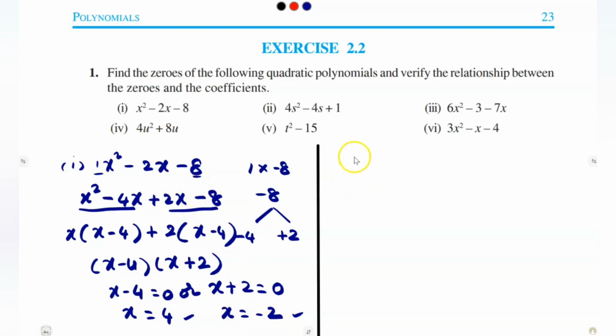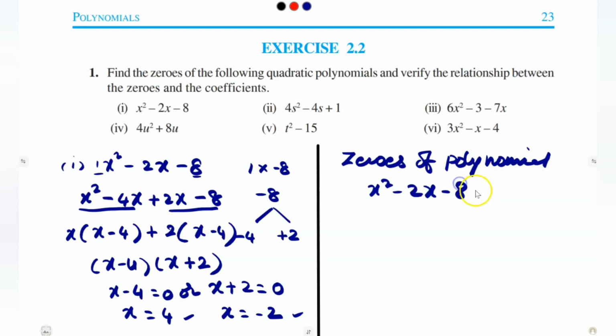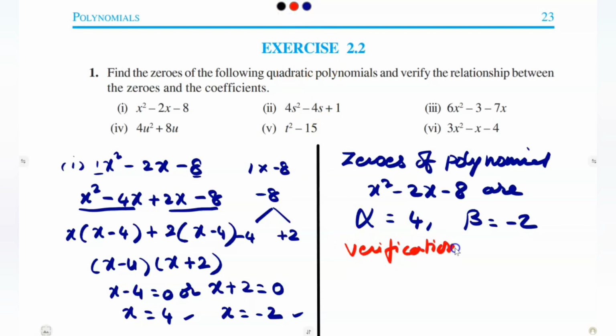So let us represent the zeros of the polynomial. Zeros of the polynomial x square minus 2x minus 8 are, let us take the zeros as alpha equal to 4 and the other zero beta equal to minus 2. Okay, now we are going to verify the relationship between zeros and coefficients.